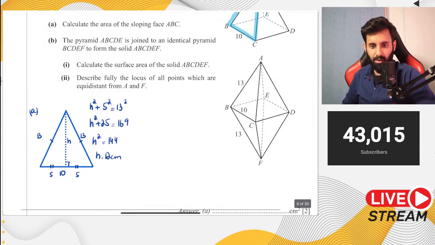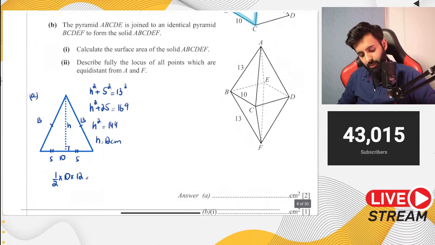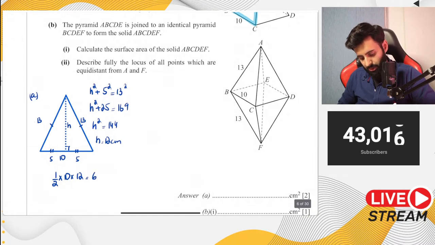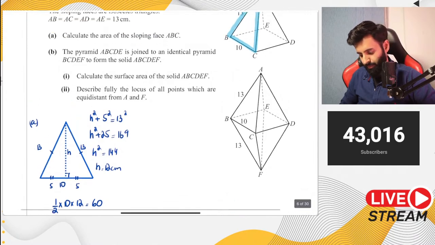Now that you have the height, you can calculate the area. How? Half into base into height. So half into 10 into 12 is 120 upon 2, which is equal to 60. So there you go, 60 centimeters square is your answer.